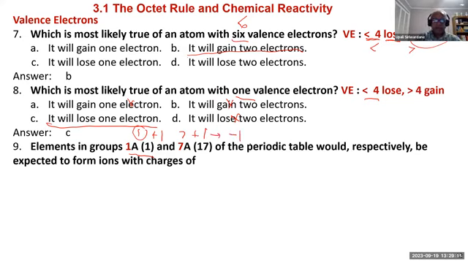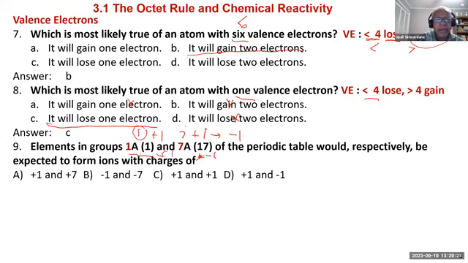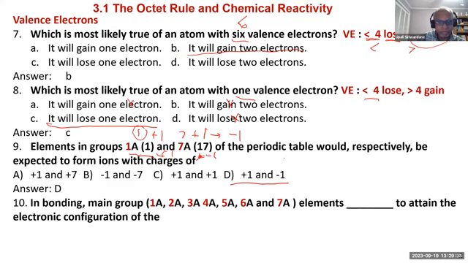So this one becomes a positive ion, positive 1 ion. This becomes a negative 1 ion. The answer should be positive 1 and negative 1. Positive 1 and negative 1 is this choice. Therefore, answer is D.